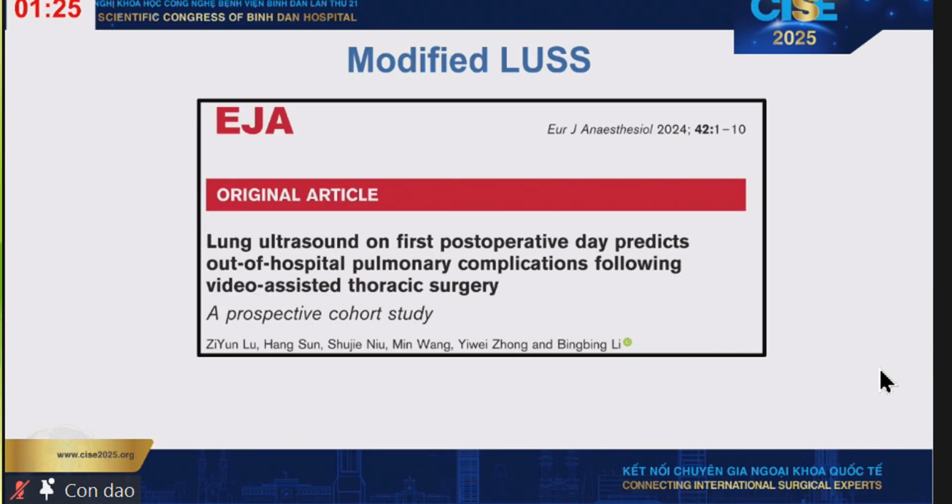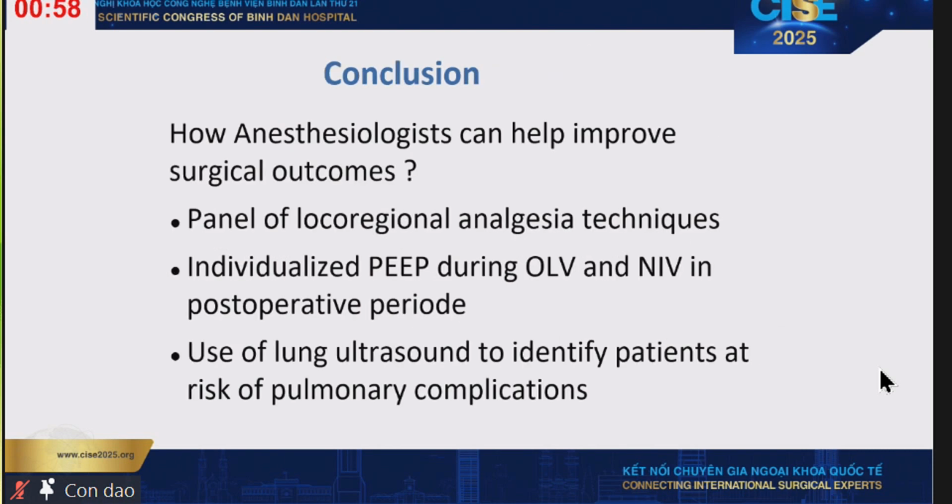A Chinese team used the lung ultrasound score at 24 hours postoperatively in thoracic surgery to predict pulmonary complication at 30 days. Their study of 182 patients found that the lung ultrasound score on the first postoperative day was an independent predictor for pulmonary complication, providing reliable prediction at 30 days post-surgery.